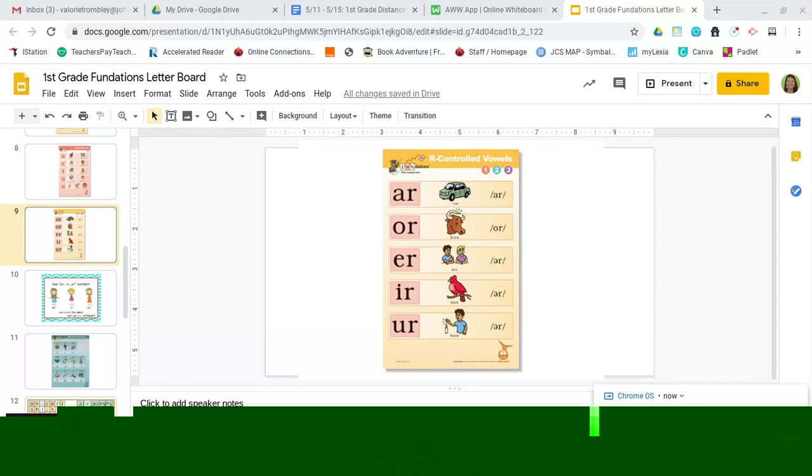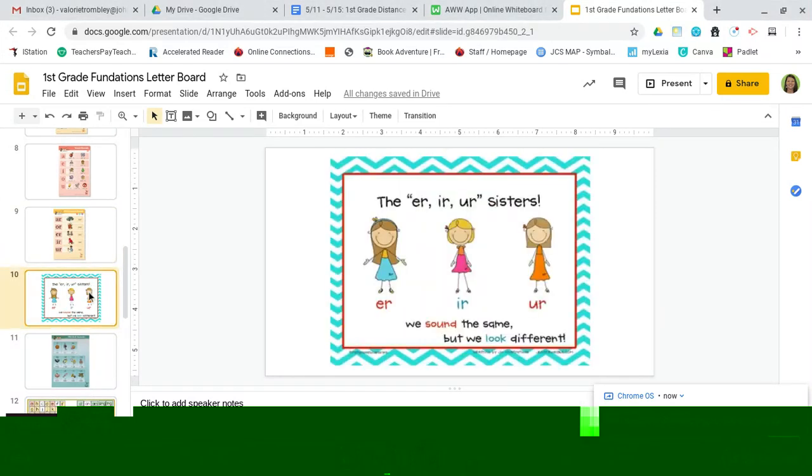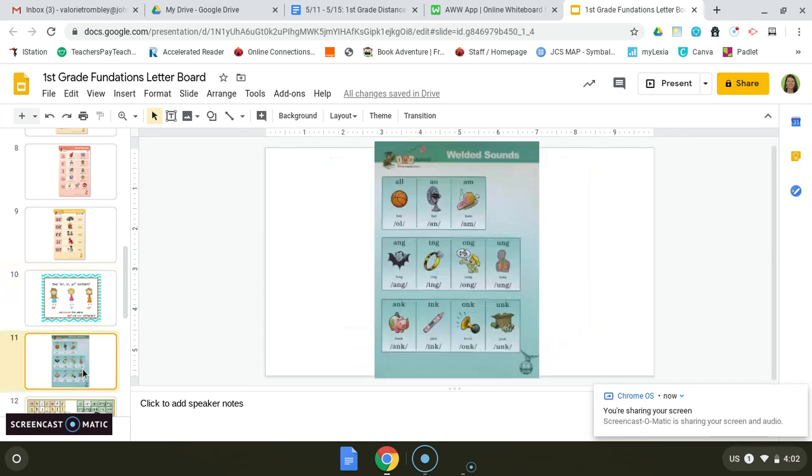OR, horn, or. ER, her, IR, bird, UR, burn. I like to call these last three our sisters. We have ER, IR, and UR, and they all sound the same, but they look different. They make the same sound, but we spell them differently. Next, we have our glued sounds.